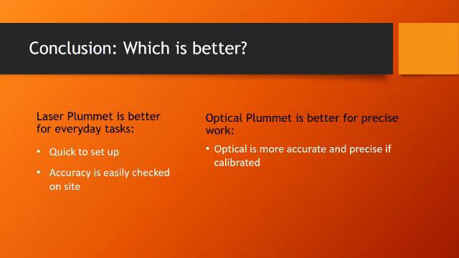Laser plummet is better, of course, for everyday tasks. It's quick and easy to set up, and the accuracy can easily be checked simply by rotating the instrument through 180 degrees and seeing if the laser beam moves more than 1.5 millimeters. The optical plummet, of course, is better for precise work, as can be seen from the specifications. So overall, I'd say laser was better.